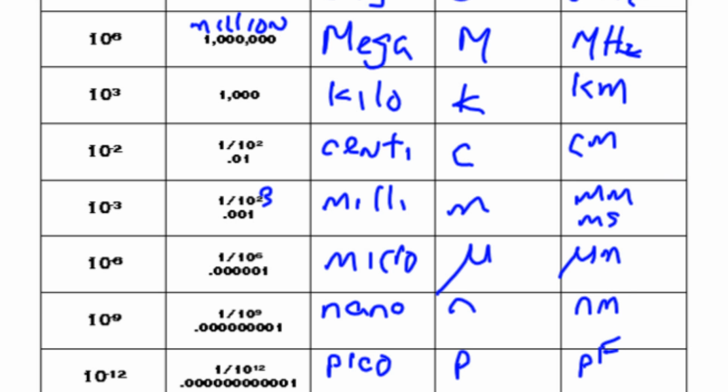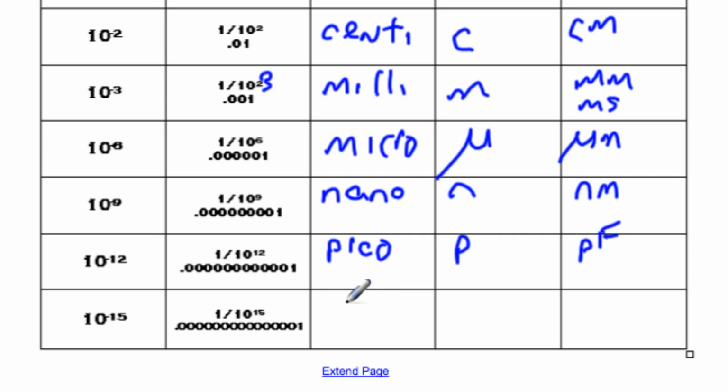And then finally, what we've got is 10 to the minus 15th, and that's going to be femto, F-E-M-T-O, and that's a little f. When molecules vibrate, they vibrate on the order of femtoseconds.